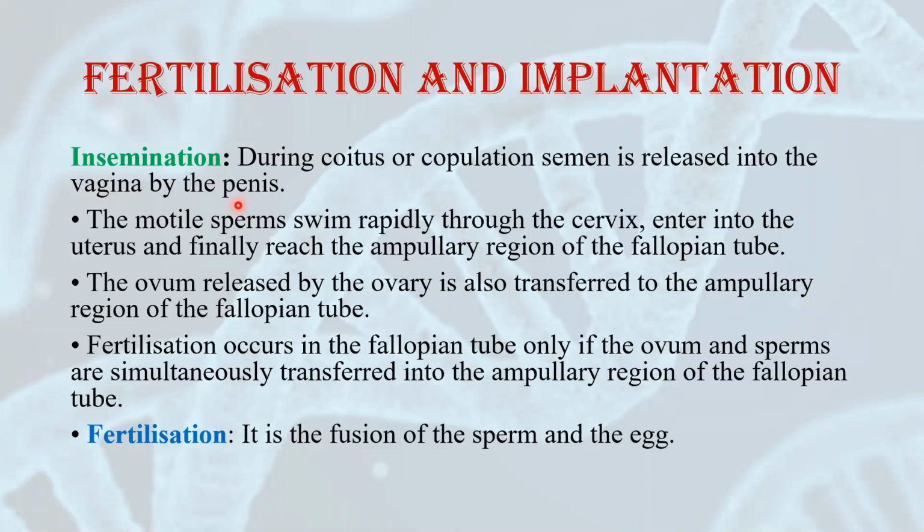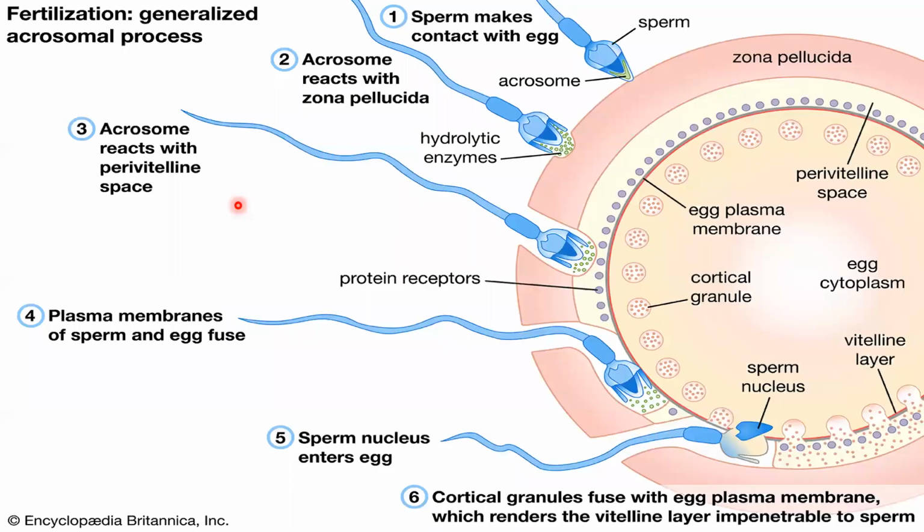At this time the ovum will be released by the ovary if the ovulation period is there. Fertilization will occur only if ovum and sperms are simultaneously transferred to the ampullary region. Otherwise fertilization will not take place. And what is fertilization? It is actually the fusion of the sperm and the egg.